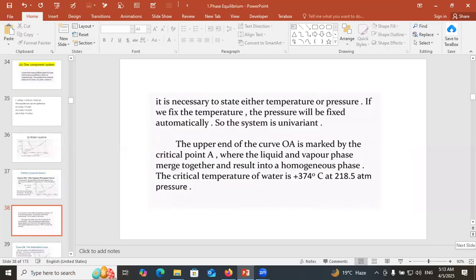The upper end of the curve OA is marked by the critical point A, where the liquid and vapor phases merge together and result in a homogeneous phase. The critical temperature of water is 374 degrees Celsius at 218.5 atmospheric pressure.